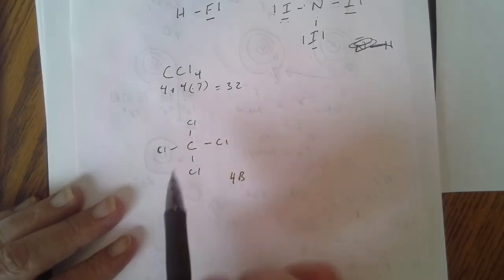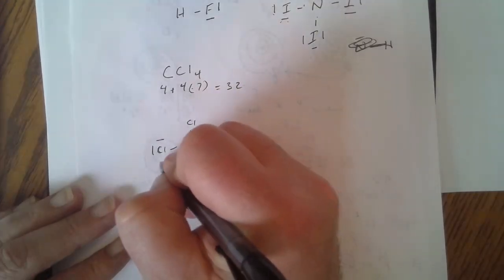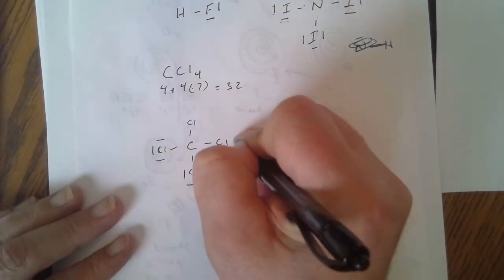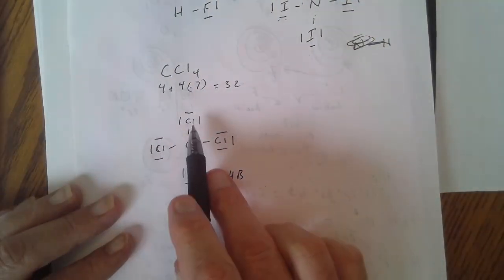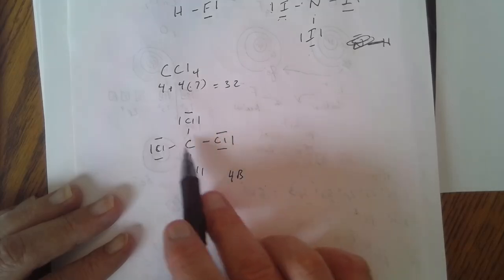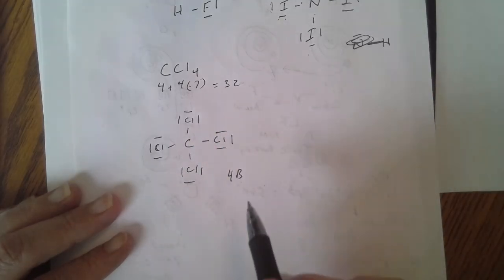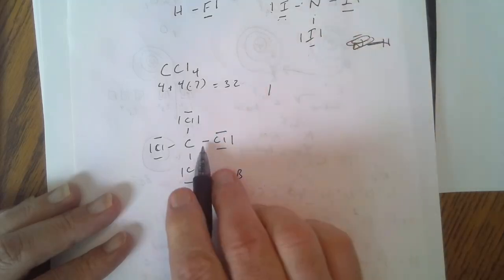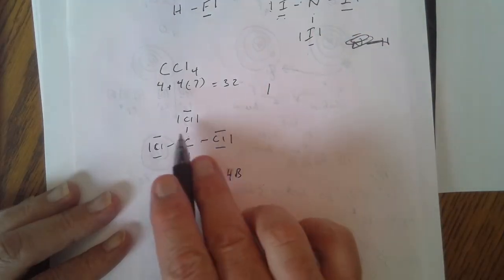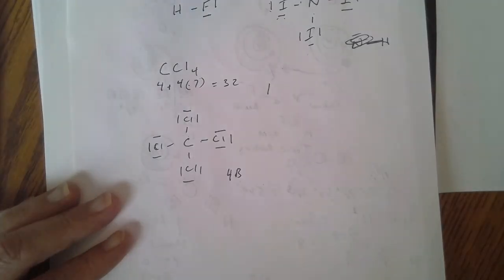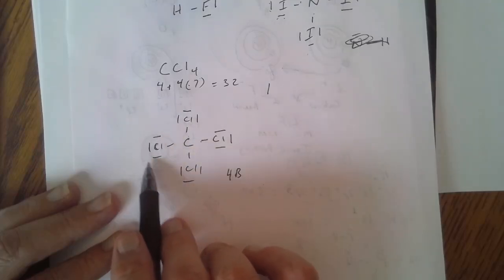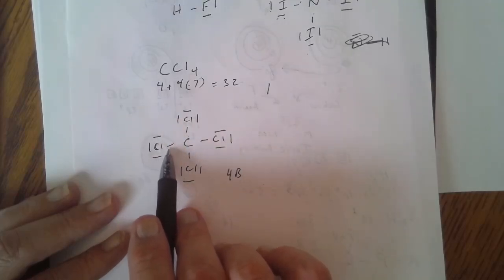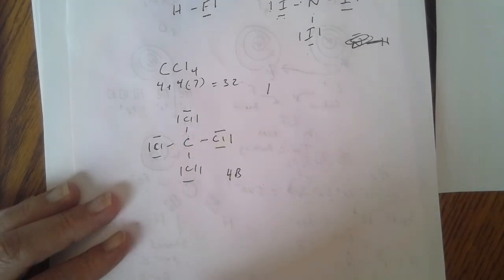2, 4, 6, 8, 10, 12, 14, 16, 18, 20, 22, 24, 26, 28, 30, 32. Each chlorine has a total of 8, and the carbon also has a total of 8 electrons around it. Remember the carbon's 4? 1, 2, 3, 4. One of each of these bonds is an electron from the carbon. The chlorines each bring 7 to the party. 2, 4, 6 are the ones already paired up for the chlorine, and this extra electron right here is that 7.